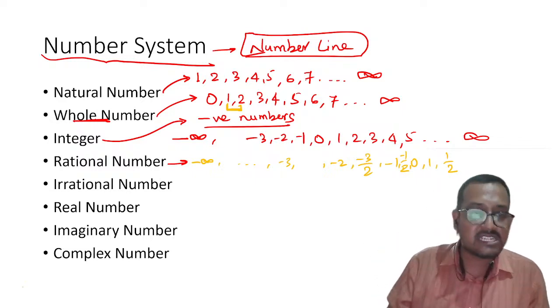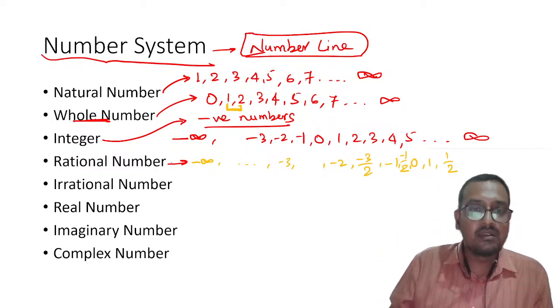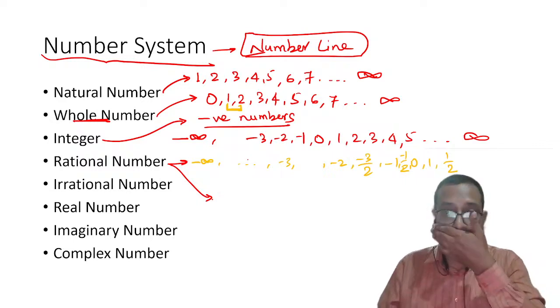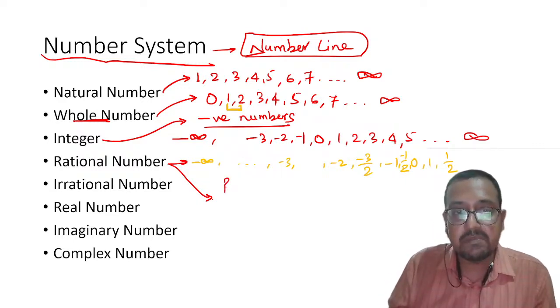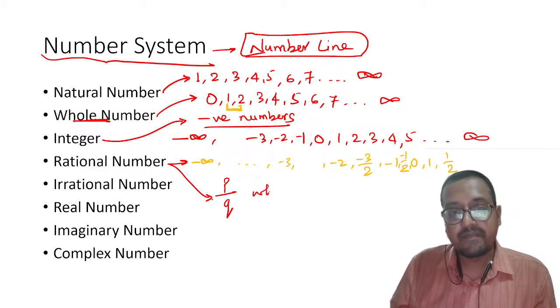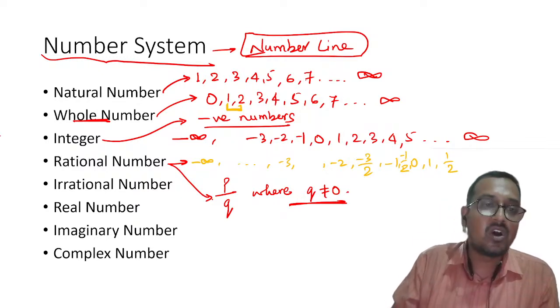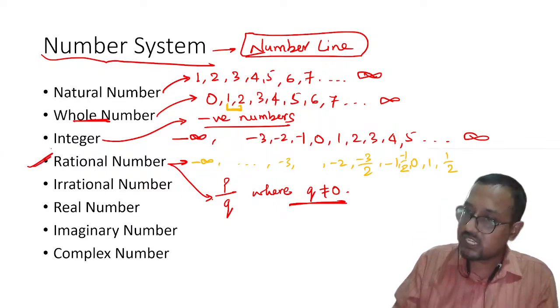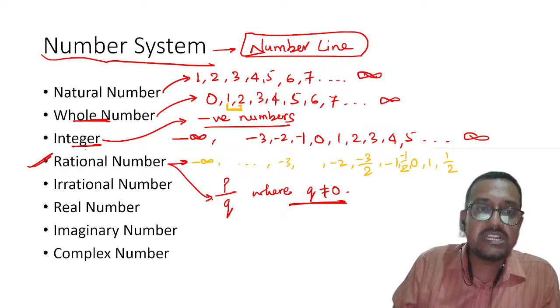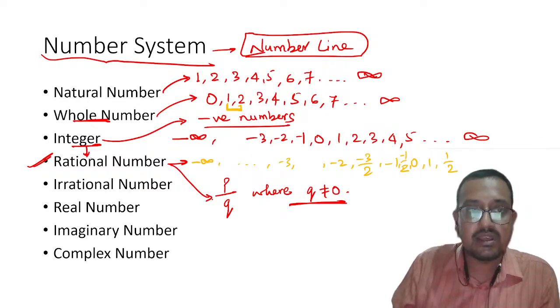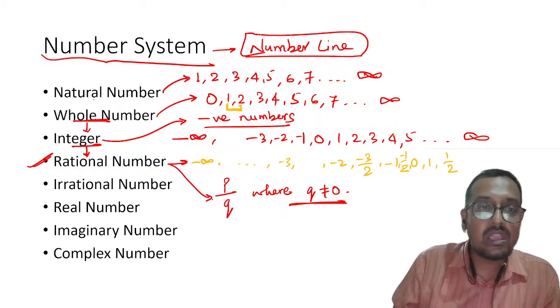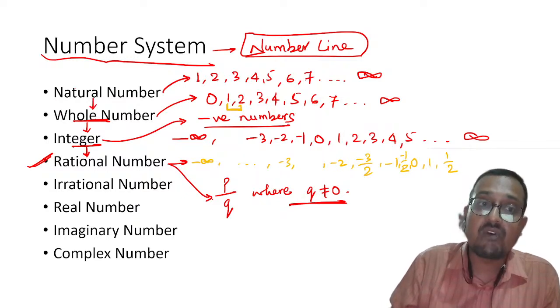So how do we define a rational number? A rational number is any number which can be represented in the form p upon q, where q cannot be equal to 0. Please remember, this is the standard definition of a rational number. Understood? And that is why all integers are also rational numbers. All natural numbers are whole numbers, but not vice versa.